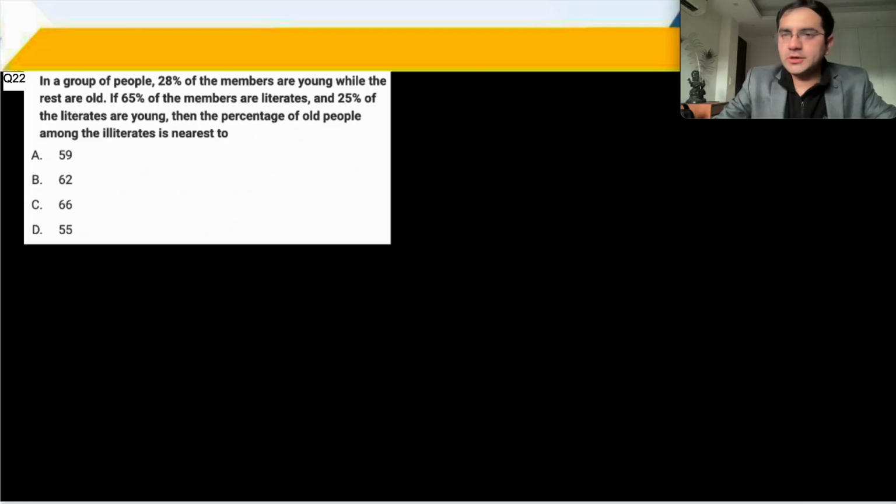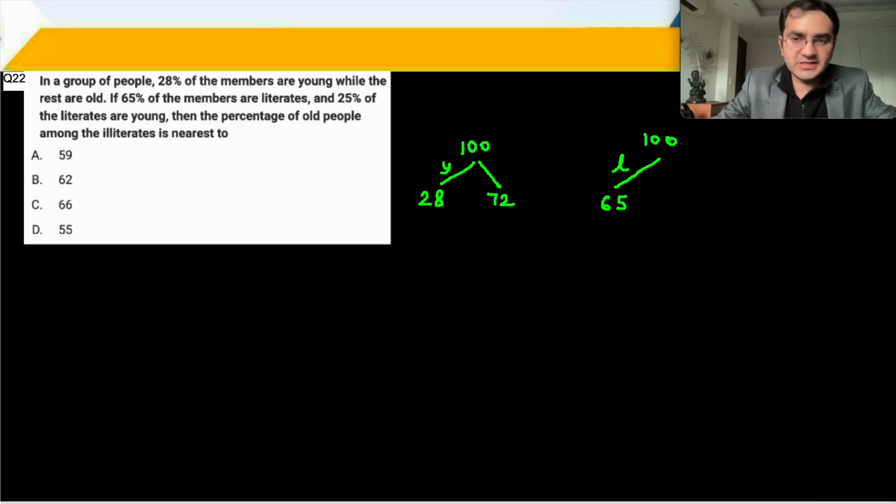Standard question on percentages. We'll draw a tree for our understanding over here. So let's start with 100 people. 28% members are young. So 28 members are young. Remaining 72 are now old. If 65% of the members are literate, we'll make another tree. Out of 100 people, literates are 65. Remaining 35 are illiterate.